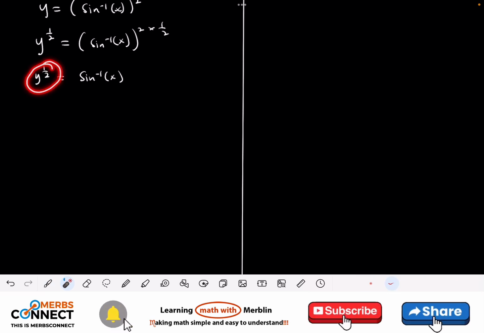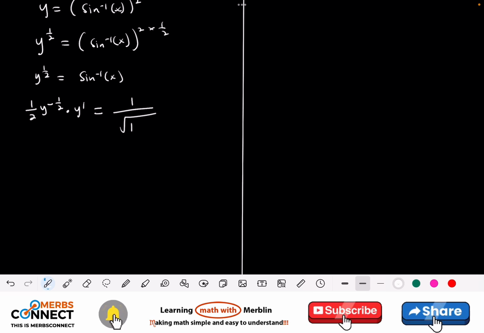When I differentiate this, I'm going to use the power rule. So I'm going to have 1 divided by 2 y, then I will subtract 1 from this. So this is going to give us negative 1 over 2 times y prime. Since I'm differentiating with respect to x, when I finish, I need to multiply it by y prime. Then from the previous video, we learned how to differentiate sine inverse, and we said it is 1 divided by root of 1 minus x squared.